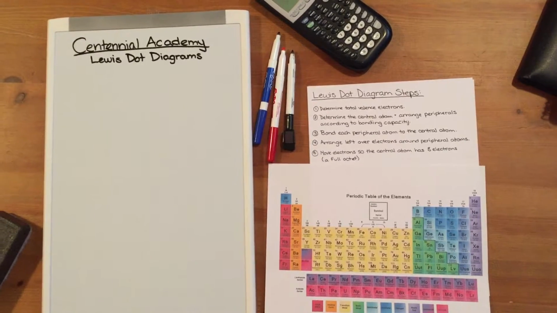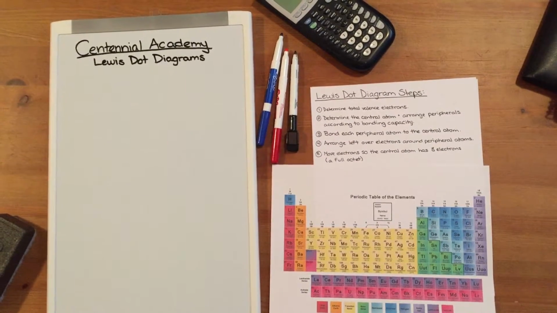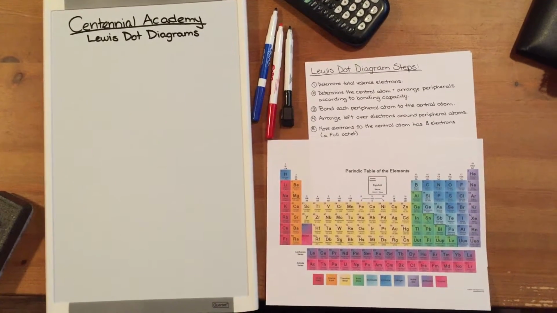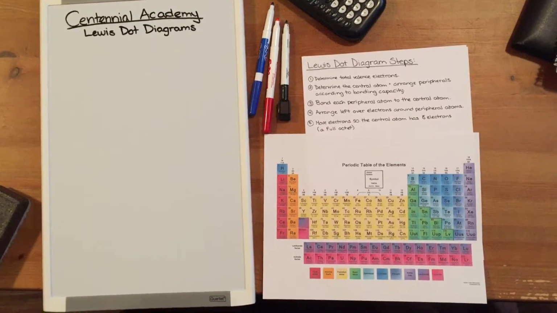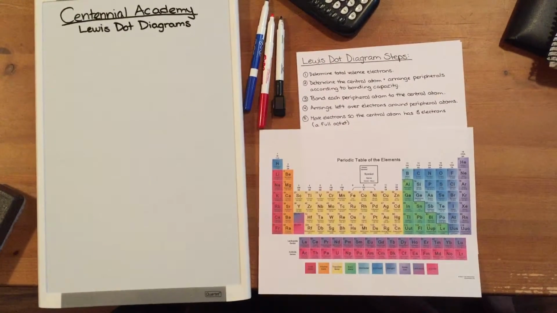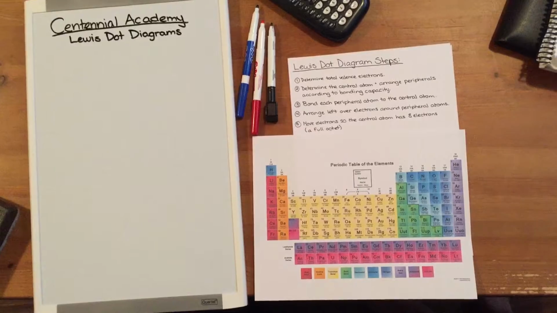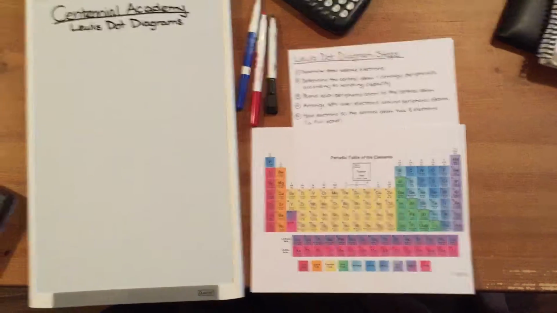Step 2, determine the central atom and arrange peripherals according to bonding capacity. Step 3, bond each peripheral atom to the central atom. Step 4, arrange leftover electrons around peripheral atoms. And finally, move electrons so the central atom has 8 electrons, a full octet.